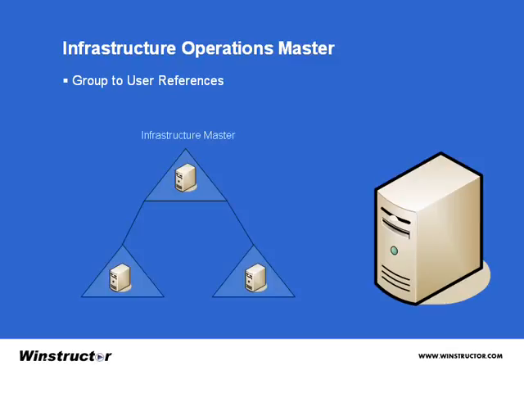Okay, the final operations master role is the infrastructure role. The infrastructure master is responsible for updating cross-domain group-to-user references. When you change a user account or add a user to a group, these sorts of changes don't tend to show up in other domains for quite a while. It's the job of the infrastructure master to help speed up this process.